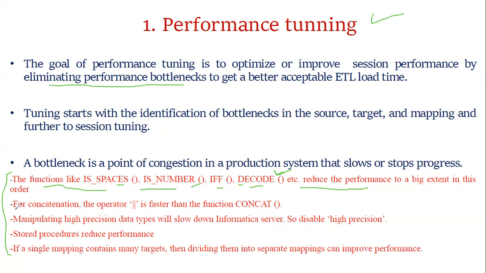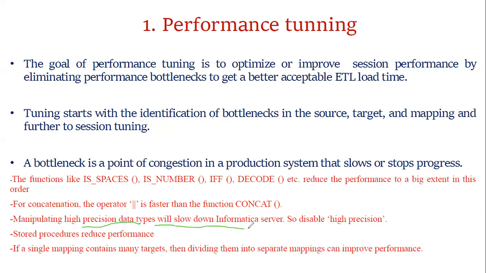Then there is also an operator: whenever you want to concatenate, we use functions. The function always takes more time to execute compared with the operator. So for concatenation, it is always better to use the operator instead of the concatenation function, and your performance will increase and your ETL load time will decrease. Then, to improve the performance, we should try to keep the precision low. We have to avoid high precision data types, because high precision data types always slow down the Informatica server. So whenever there is no need for high precision, we should disable high precision in order to improve the session performance.